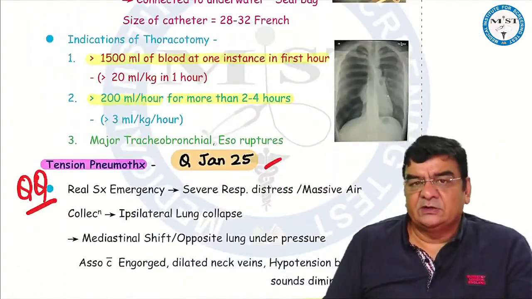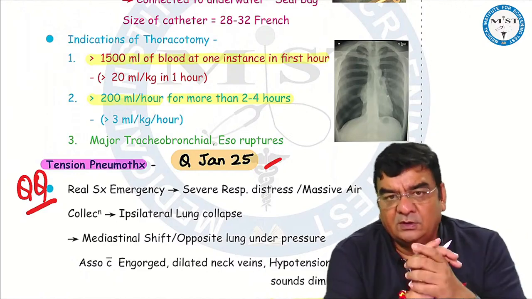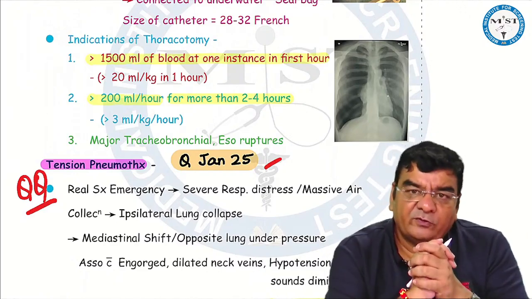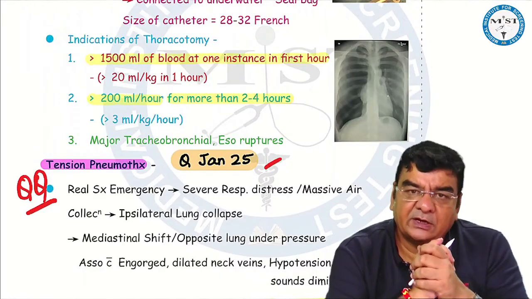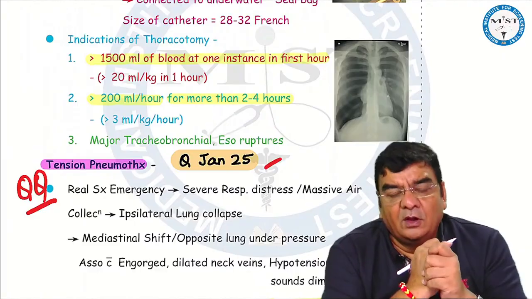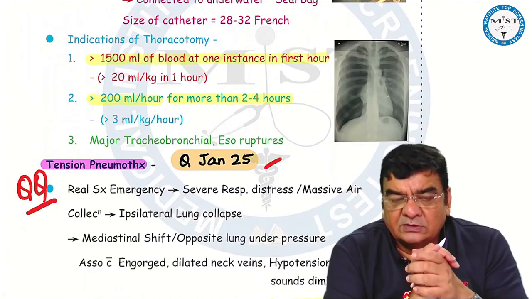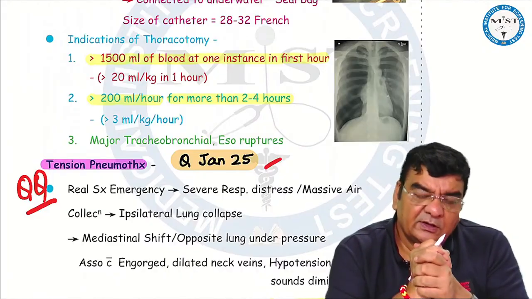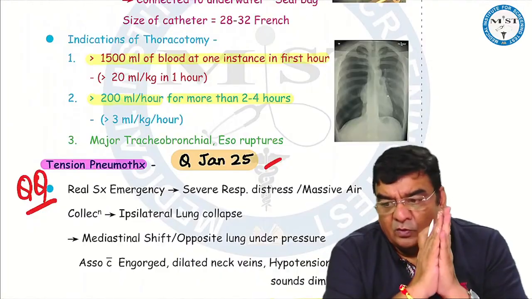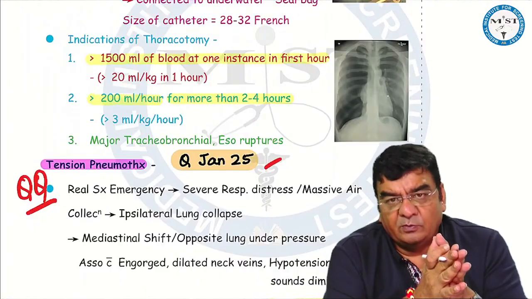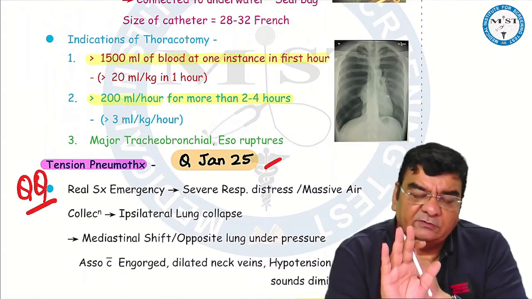Sometimes there is a possibility that as soon as you put the intercostal tube, a huge amount of blood is coming out, more than 1.5 liter or more than 1500 ml of blood within 1 hour, that is more than 20 ml per kg in 1 hour, or maybe more than 200 ml per hour consecutively for more than 2 to 4 hours, that is more than 3 ml per kg per hour. That means a significant bleeder is bleeding inside, and now you cannot wait for this bleed to keep on occurring. You have to immediately do a thoracotomy, apply direct pressure and control the bleed and save the life of this patient.